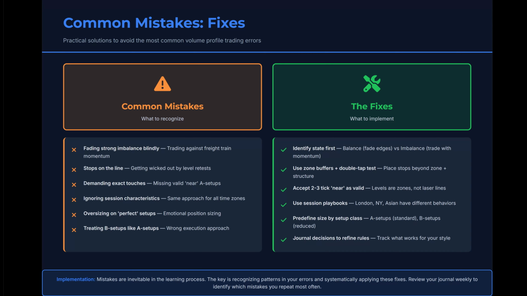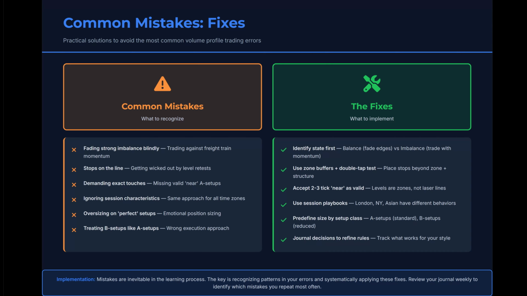Then apply the double tap test. Ask yourself, if price retests this level twice, where would the second retest fail? Place your stop beyond that point. This structural buffer protects you from routine wickouts and keeps you in winning trades.